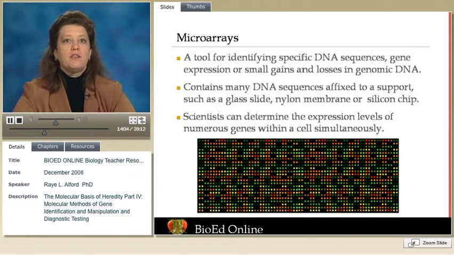By analyzing the fluorescence bound to each of the spots on the array, scientists can determine if portions of the genome are missing from the patient DNA or occur in more copies than usual in the patient DNA. In this way, researchers can identify regions of the genome where losses or gains of genetic information might be associated with the symptoms in the patient. This is called comparative genomic hybridization.